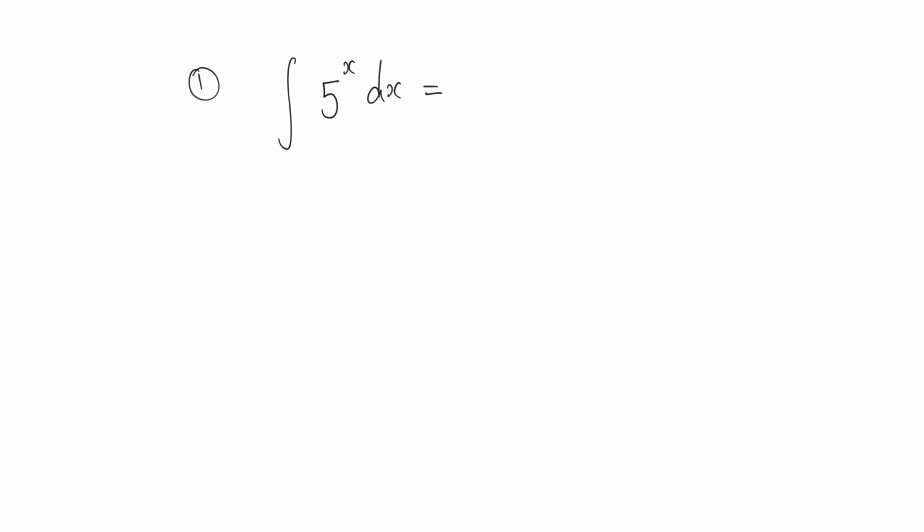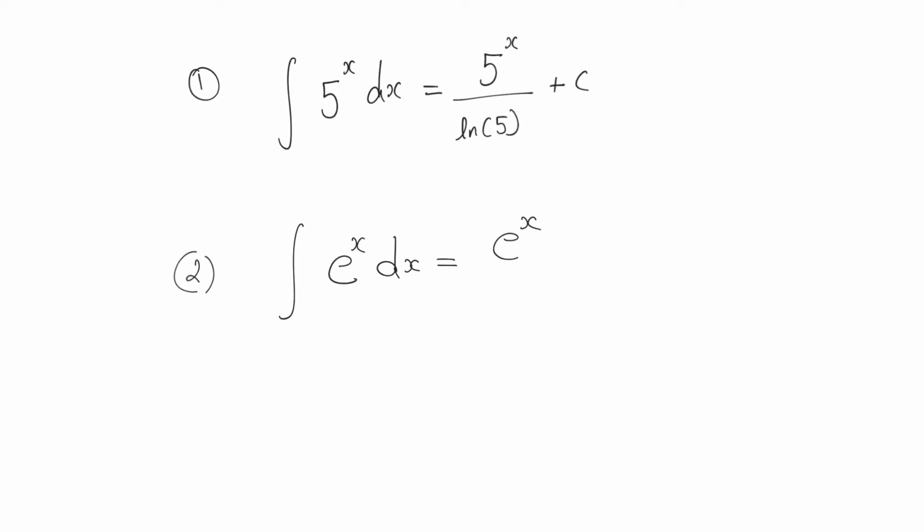So we can take an example. If it is given integration of 5 raised to x dx, then it will be equal to 5 raised to x divided by ln of 5 plus constant of integration c. And if it is integration of e raised to x dx, it will be just e raised to x plus constant of integration c.